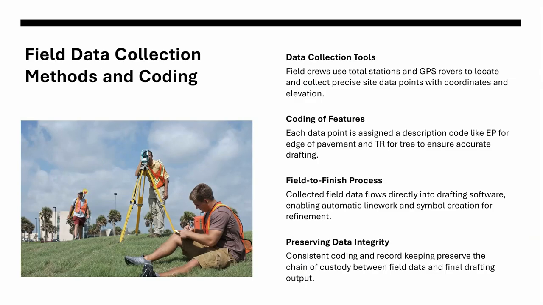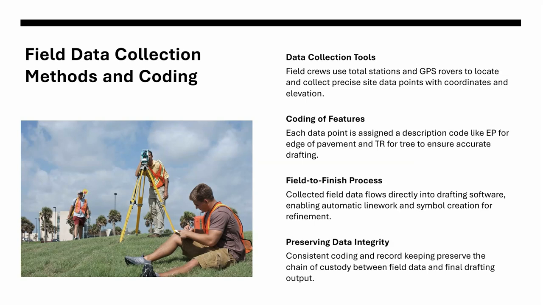And then comes the fieldwork of locating features, using total stations, GPS rovers, or even both that collect points across our site. Each point is recorded with coordinates, elevation, and a description code. These codes are what allow the drafter back in the office to build the drawing correctly. If a point is taken at the edge of pavement, it might be coded EP. If it is a tree, it might be TR with a diameter noted. If it is a manhole, it might be MH. These codes, applied consistently, preserve the link between what the crew saw and what the drafter will show.